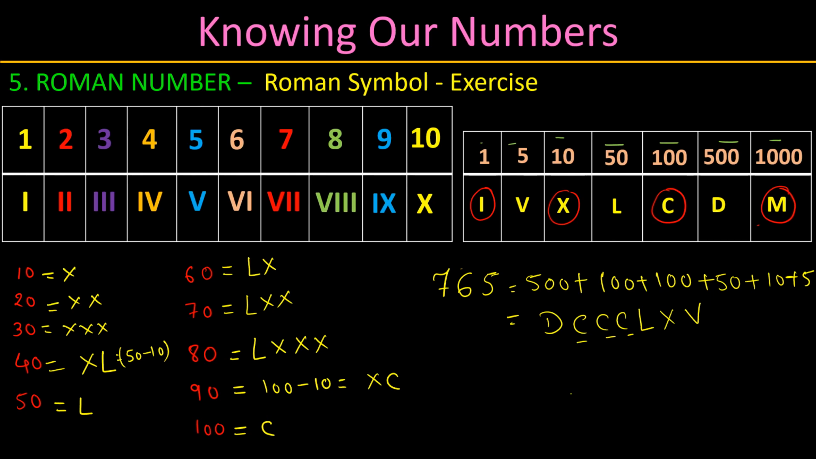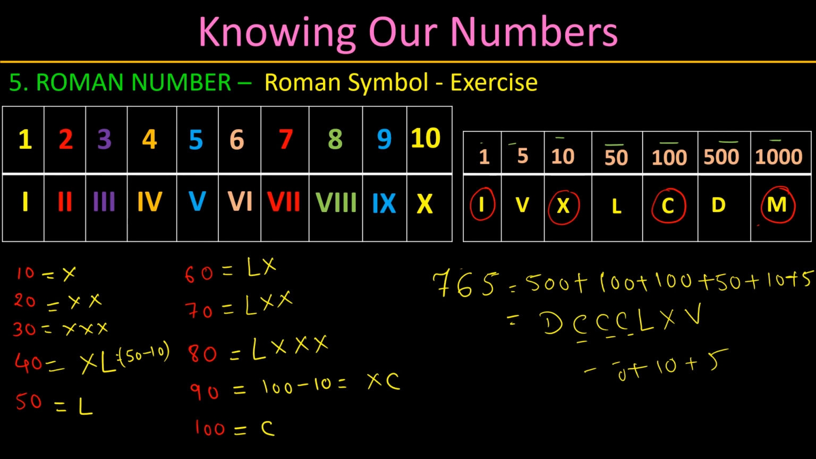Okay, this also can be written, but it is not allowed. It can be written as 1000 minus 300, it is a 700 plus 50 plus 10 plus 5. This is not allowed. That's the reason I'm telling this is not allowed.